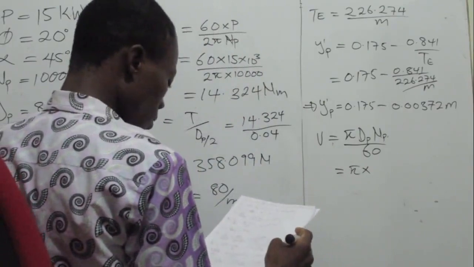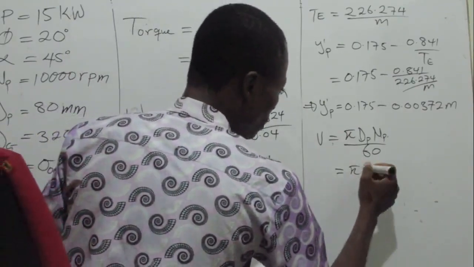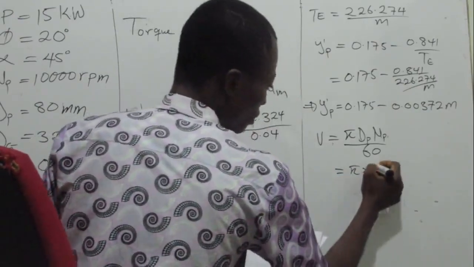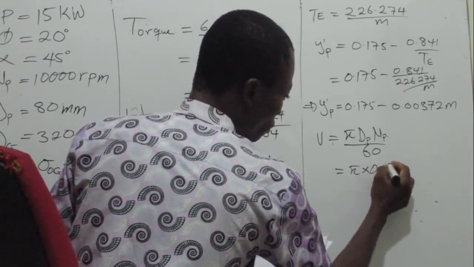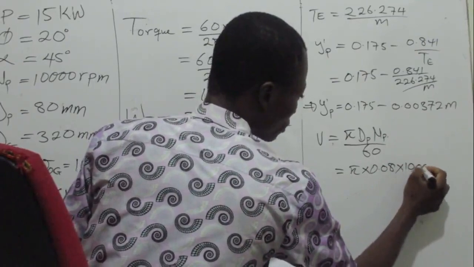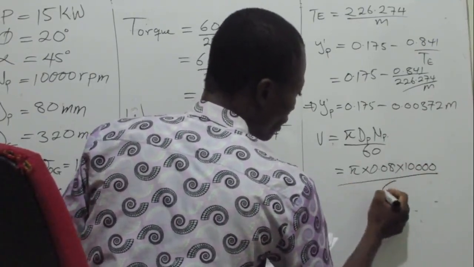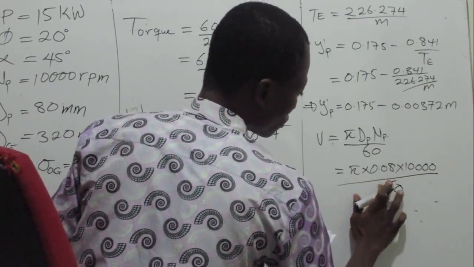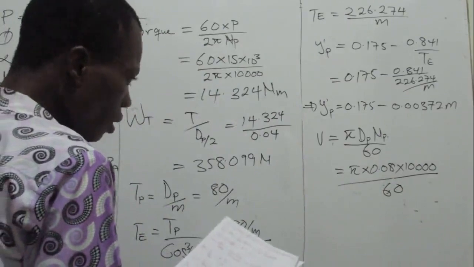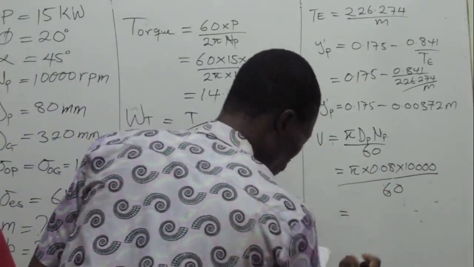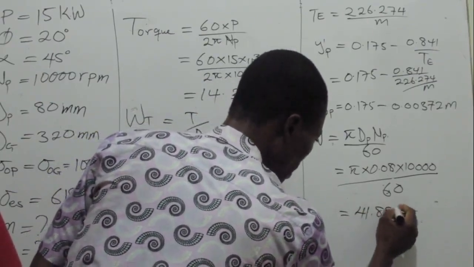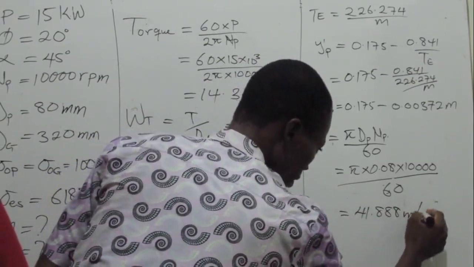So from here, we can say that the velocity is equal to pi times the pitch circle diameter for the pinion, which is 80. In meters, that would be 0.08. The speed is 10,000 divided by 60. Then when you compute that, we're going to have V equal to 41.888 meters per second.